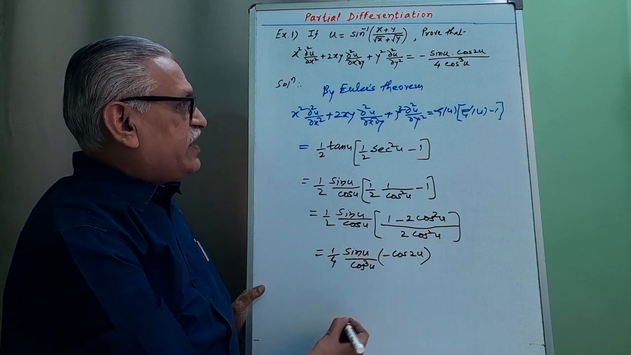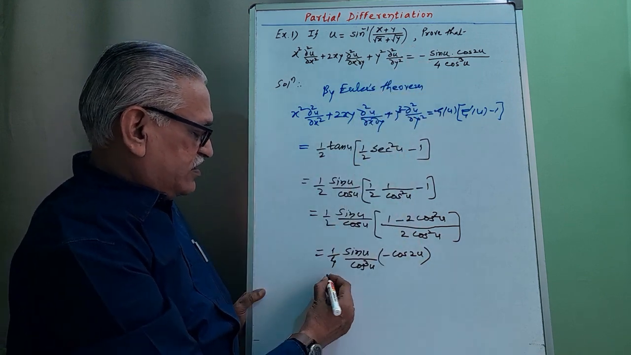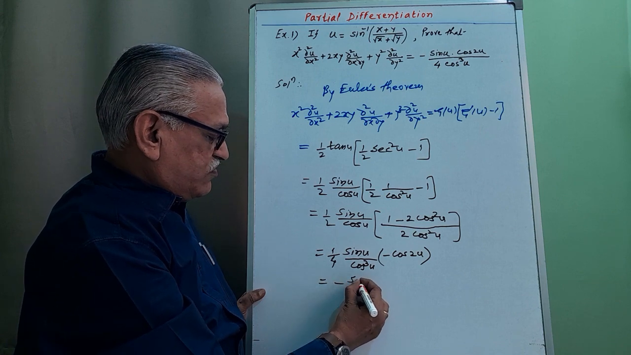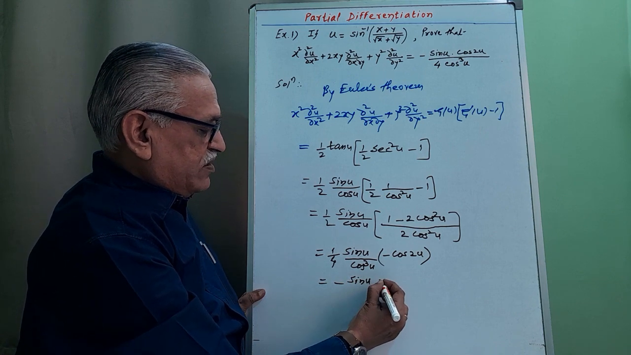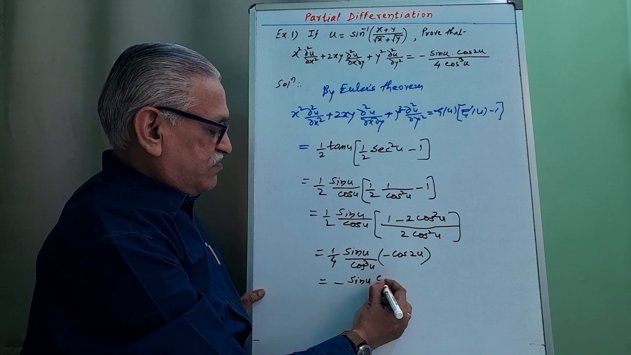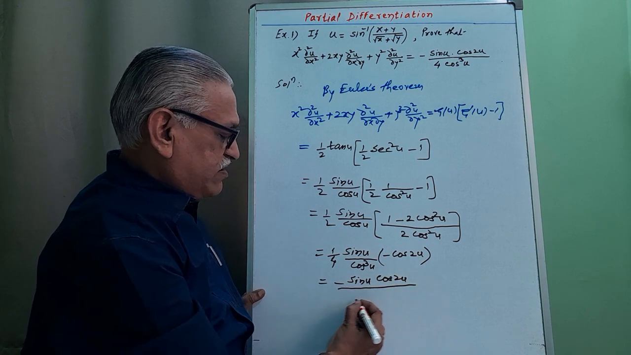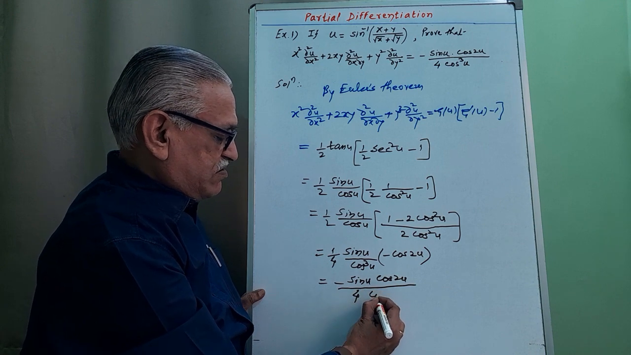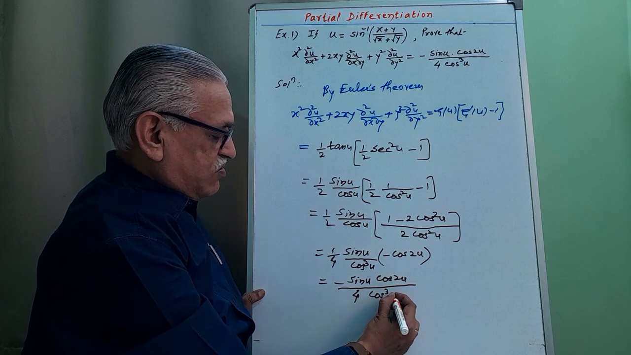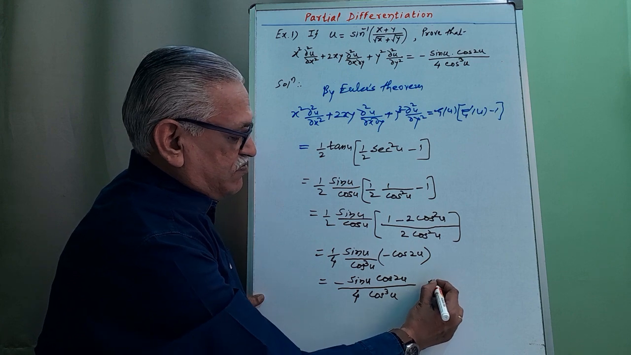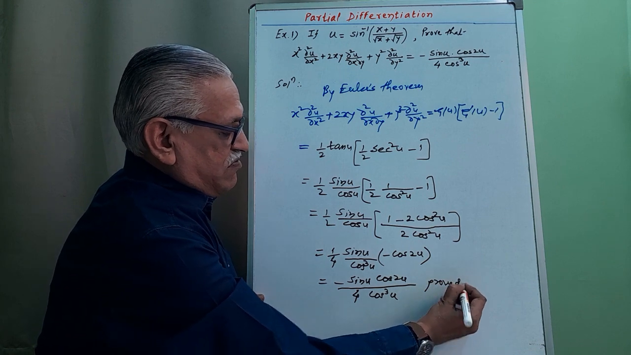And therefore, we get the required result, minus sin u into cos of 2u divided by 4 times cos cube u. Proved.